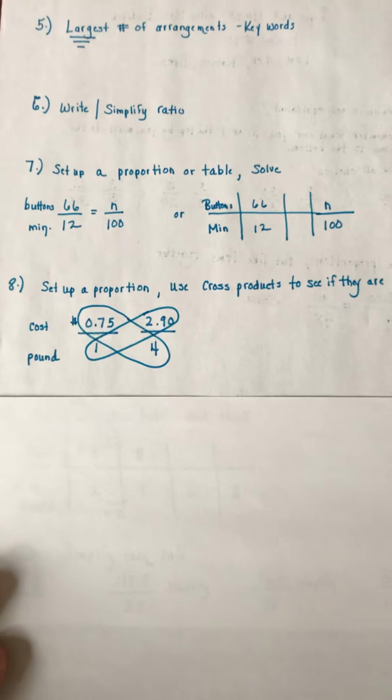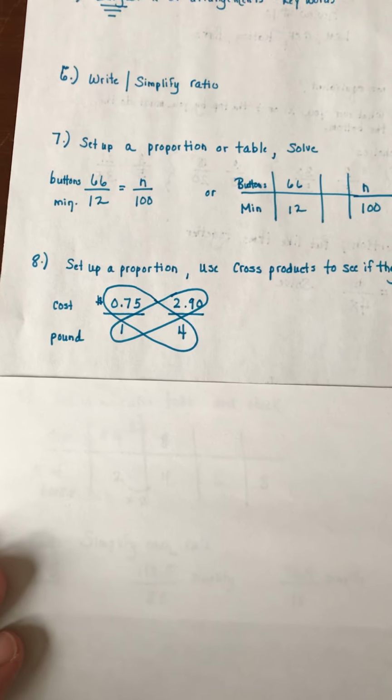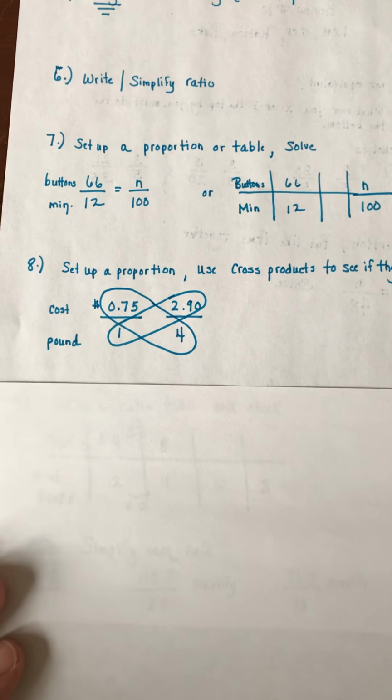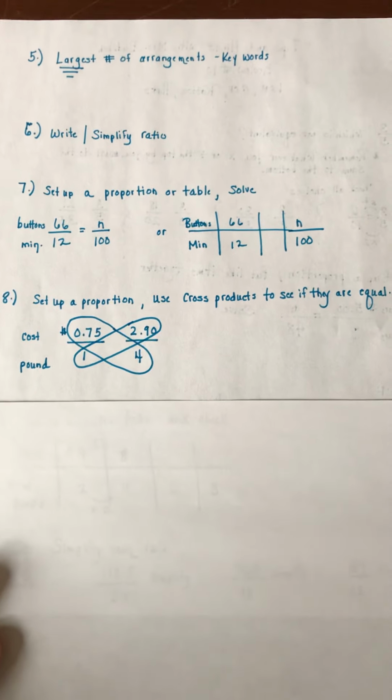Number 8, you want to check to see if these 2 rates are equal. So I set them both up, putting the cost on the top, the pounds on the bottom, and you can use cross products.